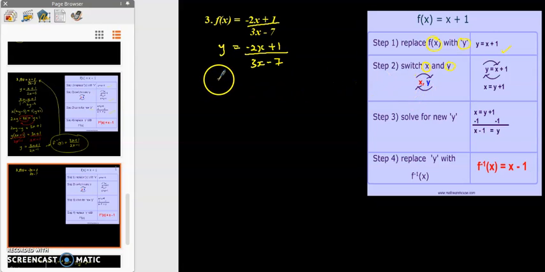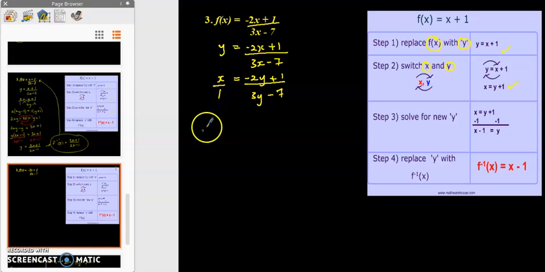So where we have y, we're going to have x equal to negative 2y, because we switch them around, so this becomes y, plus 1 over 3y minus 7. So this step has been achieved. Step 3 now says we should solve for y, right?